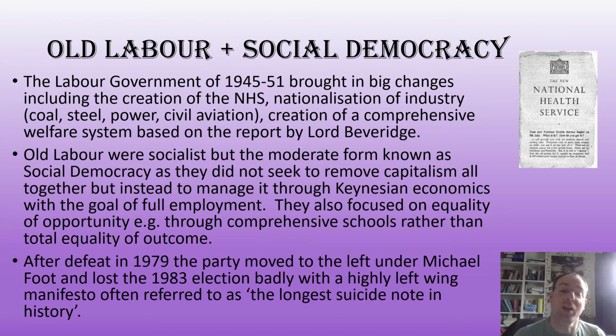And in 1983, they had a terrible, terrible election. They moved massively over to the left. And the manifesto of 1983 is often referred to as the longest suicide note in history. And at that point, Labour really go into absolute crisis. So they've lost in 79, they've lost again in 83, and the Thatcherite government are in absolute control. And there's very little sign of the Labour Party being able to do anything about it.